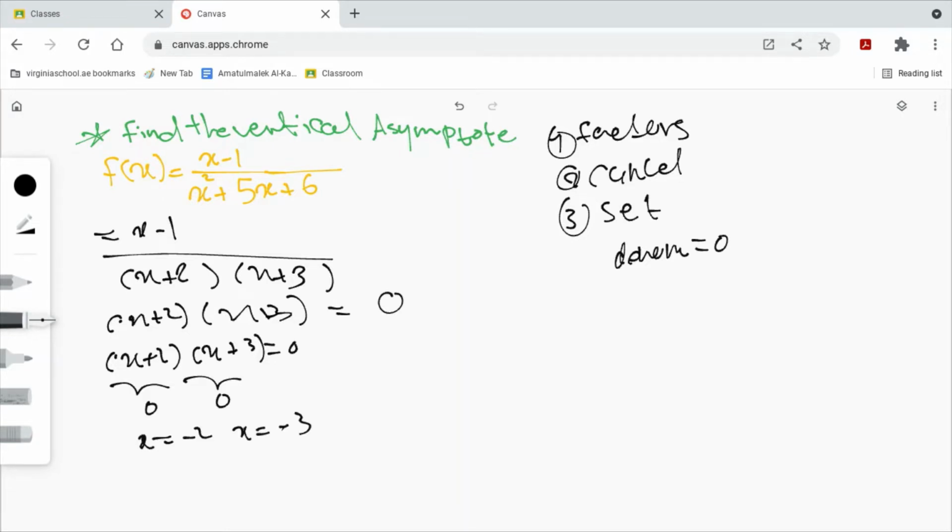So take each of these and set them equal to 0 and solve for x. Get the x value alone. So x plus 2 equals 0 and x plus 3 equals 0. Negative 2, negative 3. So the vertical asymptotes are x equals negative 2 and x equals negative 3.